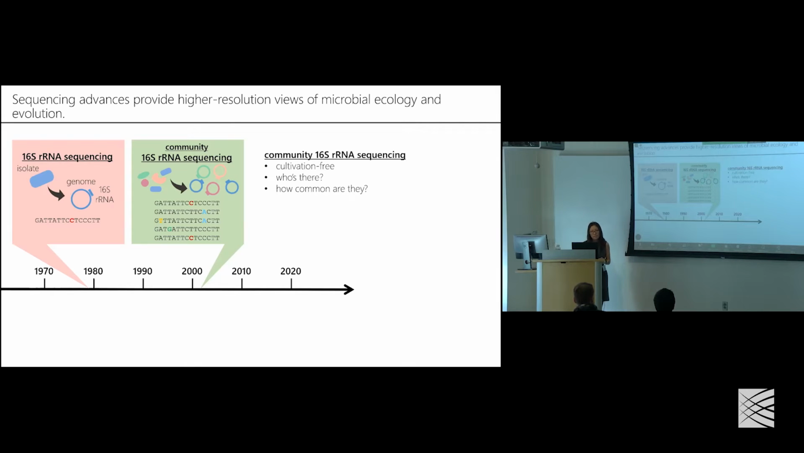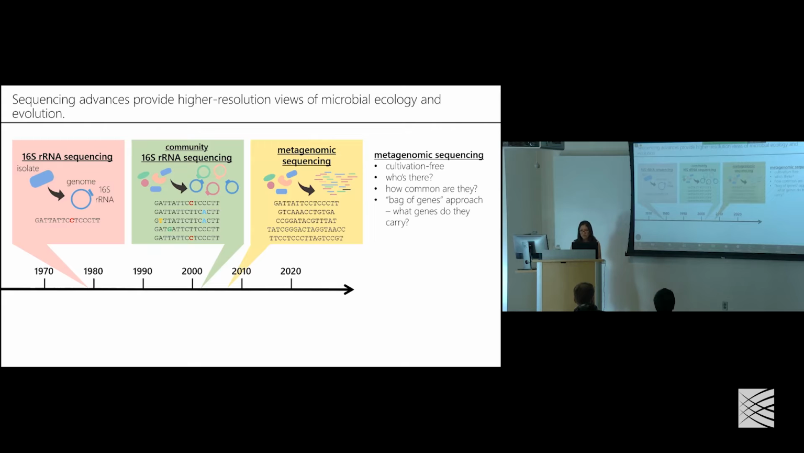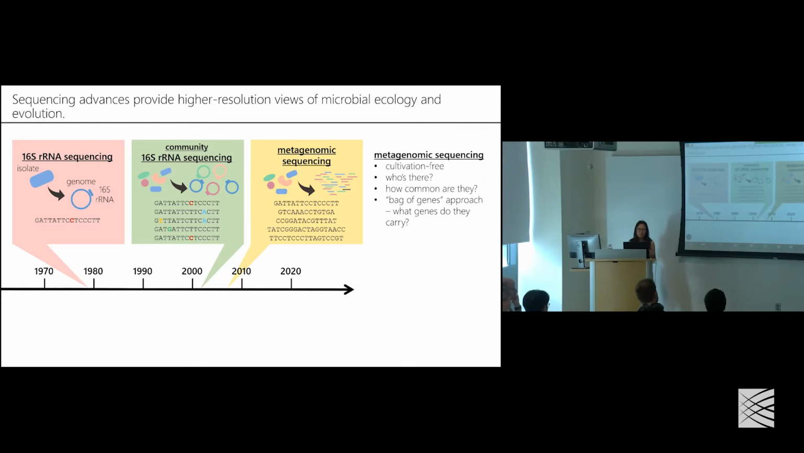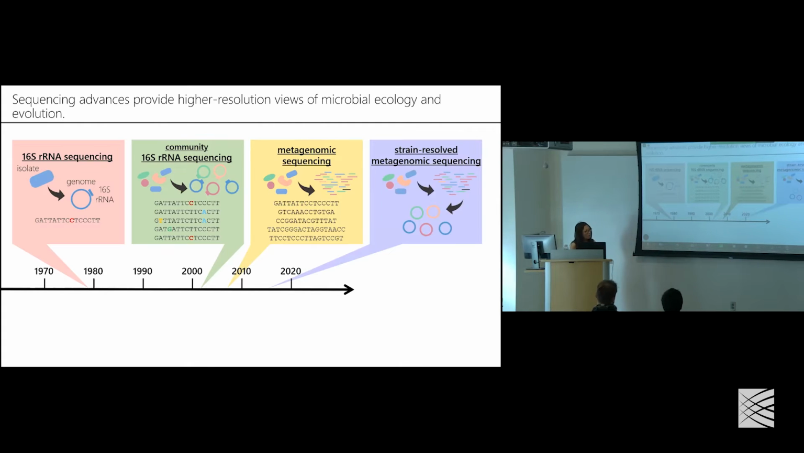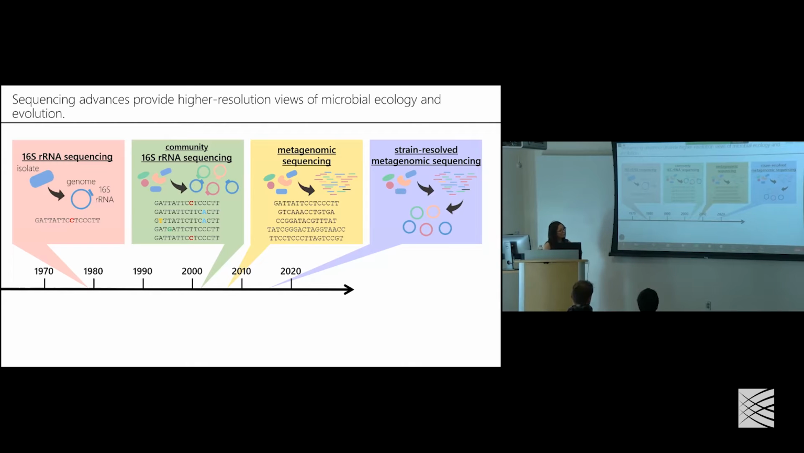Our capacities have expanded more recently with metagenomic sequencing. Now, instead of targeting just a single gene, we can actually sequence all of the microbial DNA present in a community. And so we can start to ask who's there in a community, how common are they? And we can also start to gauge the functional content of a community using a general bag of genes approach. More recently, a lot of folks have started doing strain-resolved metagenomic sequencing, which is what I'll talk about today.